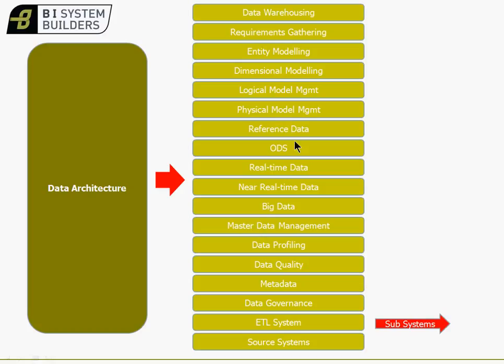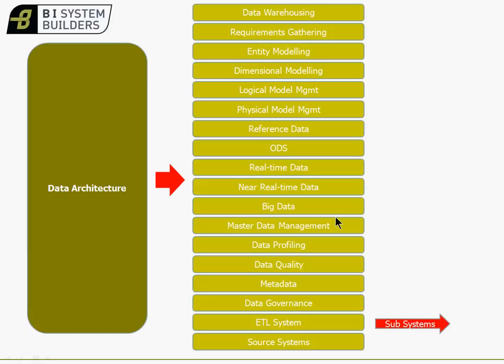Think about reference data, ODS, operational data store. We alluded to that. Sometimes that's the way forwards. From your business architecture and your requirements gathering, you should understand if there is a requirement for real-time data, so pretty much instantaneous, near real-time data, or big data. How much data have you got? How are you going to manipulate, analyze and deliver it? Who are you going to deliver it to? And how fast does it need to be delivered?